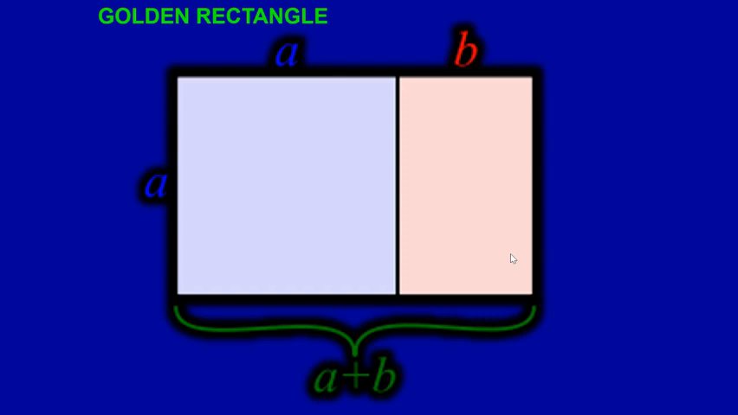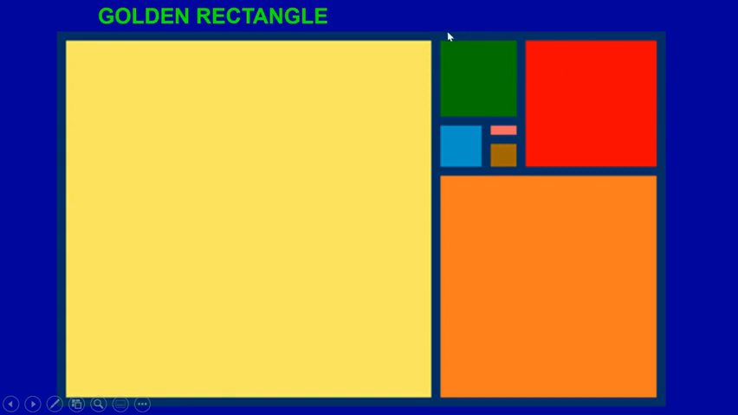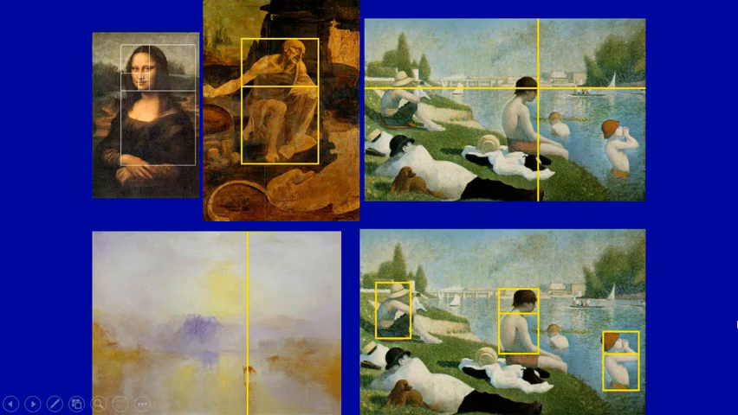Then if you take that 1 to 1.6 and turn it into a rectangle, so if your short side is 1 and then the long side is 1.6, that is the golden rectangle. And then if you take that smaller rectangle and divide it into 1 to 1.6, then you can continue dividing this rectangle into 1 to 1.6, into 1 to 1.6, into infinity. And you can find this a lot in art. In fact, artists will often design or compose their pictures using the golden rectangle.